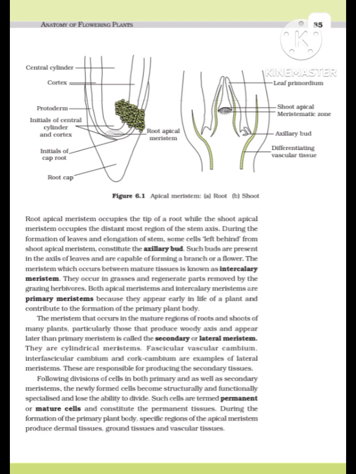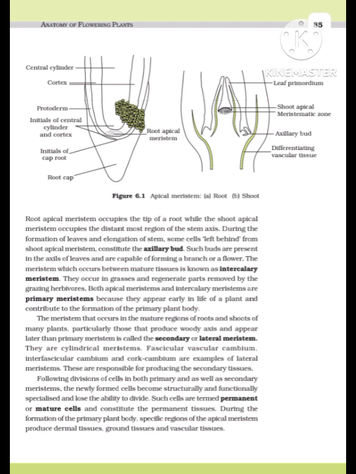During the formation of leaves and elongation of stem, some cells left behind from shoot apical meristem constitute the axillary bud. Such buds are present in the axils of leaves and are capable of forming a branch or a flower. The meristem which occurs between mature tissues is known as intercalary meristem. They occur in grasses and regenerate parts removed by the grazing herbivores.